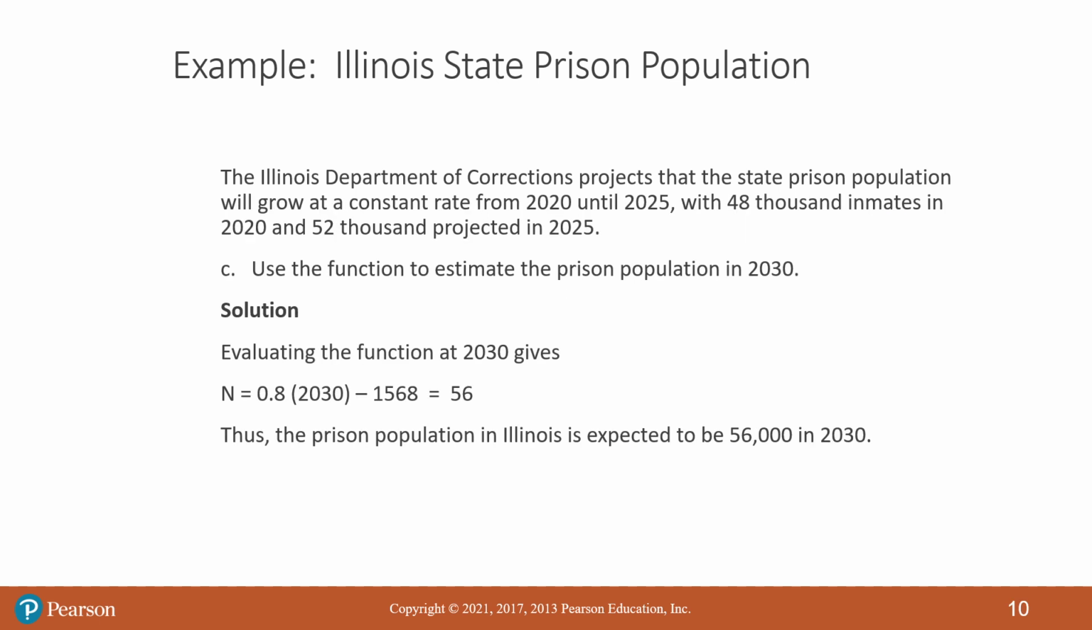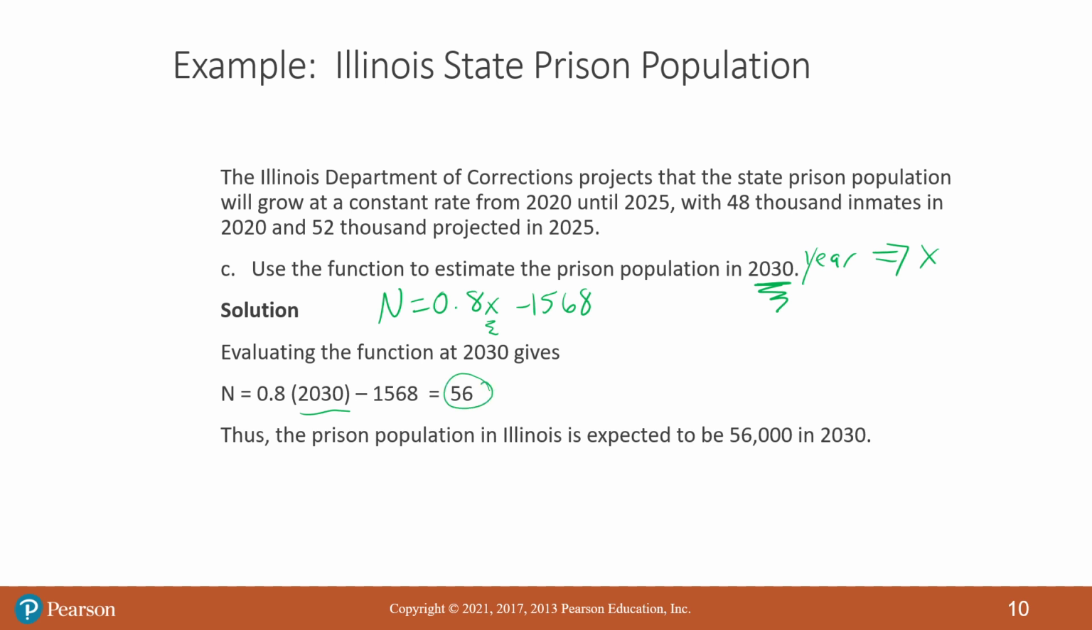Now, let's use the function to estimate the prison population in 2030. So we just found this function. Let's see if we can execute this function to figure out what this population will be in 2030. Now, 2030 is a year, right? And remember, the years go in for our x. So we're taking our function that we just found, n equals 0.8x minus 1,568, and we're substituting this year 2030 in for this x. So we've got n equals 0.8 times 2030 minus 1,568. If we do this calculation, we should get 56.